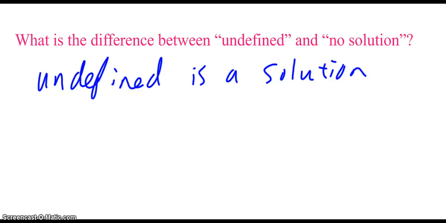Okay, I hope you weren't writing too much, but basically, undefined is a solution. It's just an undefined solution, so that is the answer. As opposed to no solution is saying that we can't solve it, that there is no way to solve it. But undefined is an actual solution. So there's a difference between writing those two.